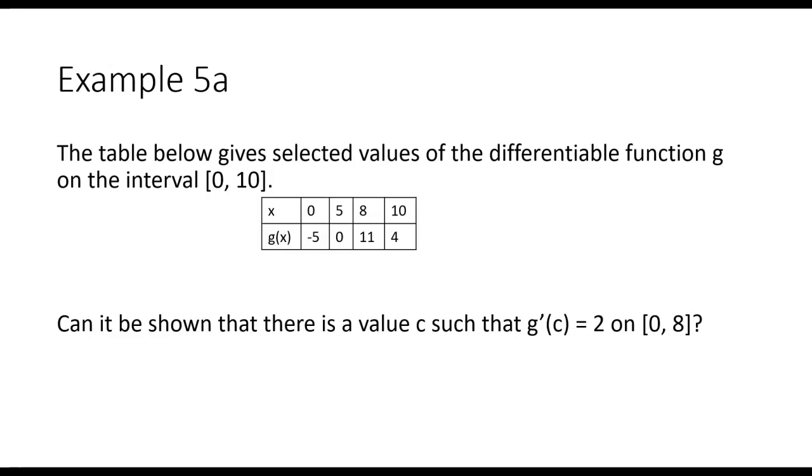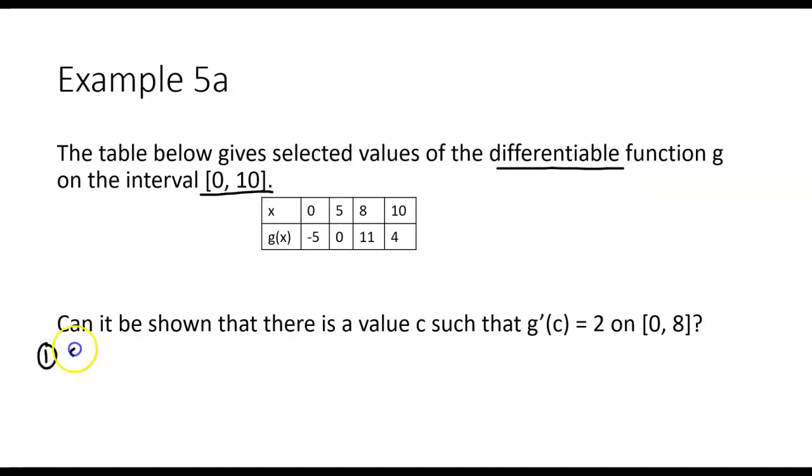The table below gives selected values of the differentiable function g on the interval from 0 to 10. Can it be shown that there's a value c such that g prime of c equals 2 on 0, 8? So what makes this problem different is we're not going to actually find the value of x where that happens. We just want to prove that it exists. Okay? So first of all, they tell us that the function is differentiable on the interval 0 to 10.